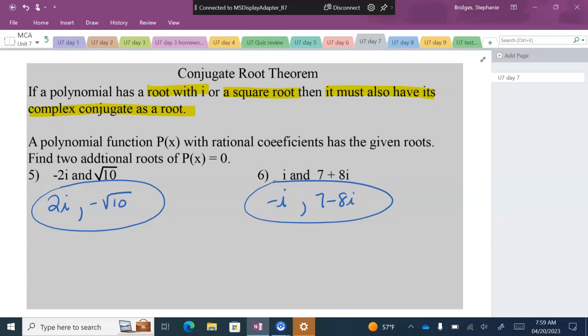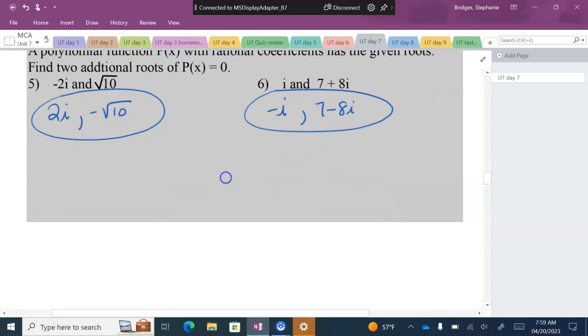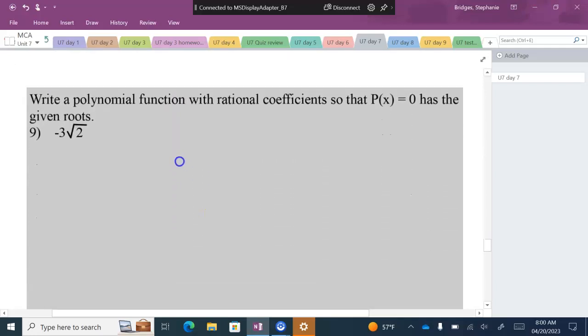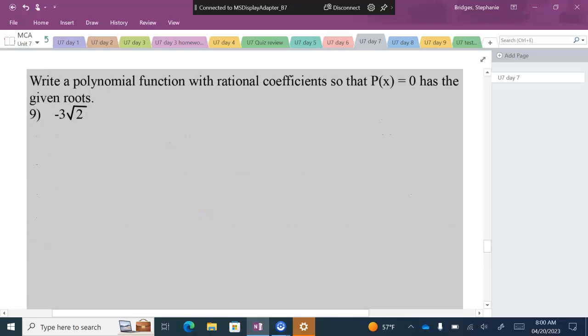All right, I'm going to skip the next two examples because they're just writing the equations that we just did the other day. And what I mean by that is if I give you the roots of 3 and 4, write the equation. We just did that. We don't need to do that again, right? Okay. So what we are going to do is think about the conjugate root theorem. It is telling me to write a polynomial function with rational coefficients so that p of x equals 0 has the given roots. Okay, p of x equals 0 just represents your polynomial function. That's just how they say that in symbols.